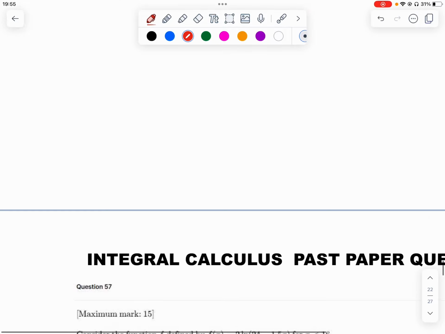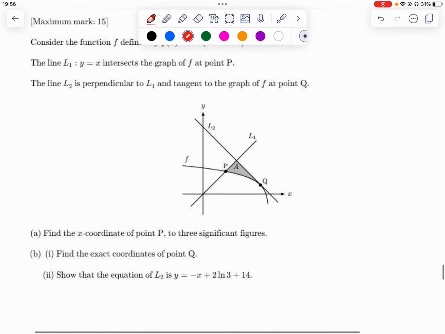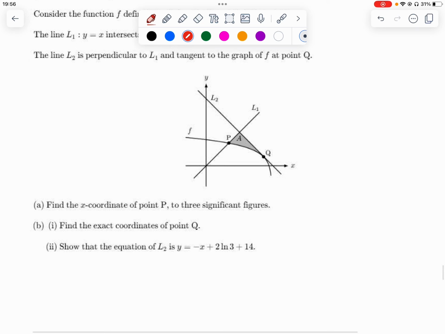Now come to the next question, question number 57. So what does question number 57 say? Consider the function f of x. The line L1, y equals x, intersects the graph at a point P, and the line L2, perpendicular to L1 and a tangent to the graph, intersects at point Q. Find the x-coordinate of P in 3 significant figures.